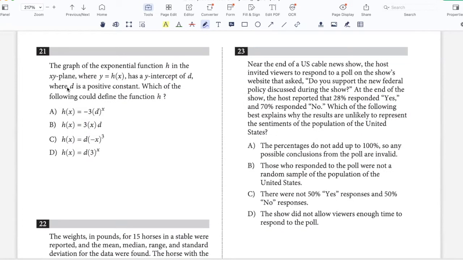The graph of the exponential function h in the xy plane, where y is equal to h(x), has a y-intercept of d, where d is a positive constant. Which of the following could define the function h? Okay, so we have to choose an exponential function, so it can't be B, and it's not C, because neither of them is exponential. Now between A and D, it has to have a y-intercept of d. Okay, so the y-intercept here is -3, and the y-intercept here is d. Yeah, so D is the answer.